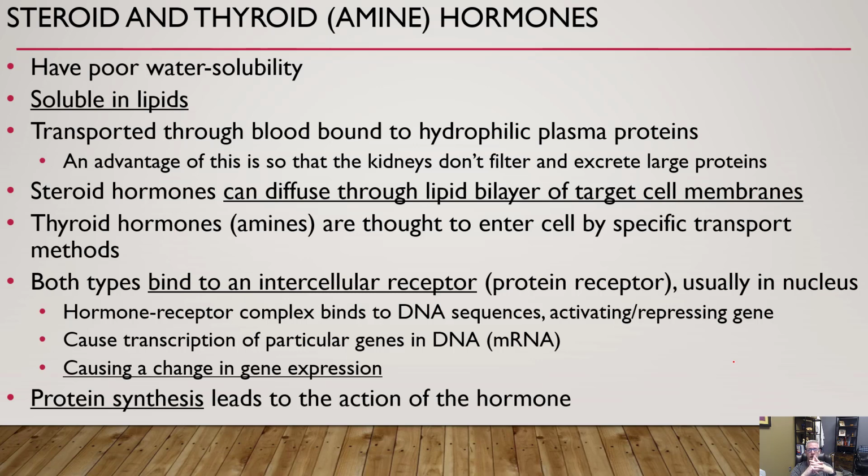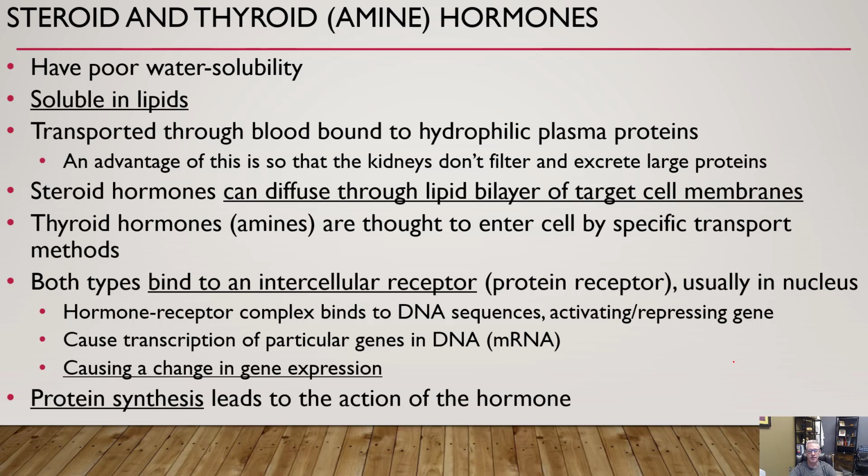So thyroid hormones and amines are thought to enter the cell by the same method. Some of your thyroid hormones, there's 3 of them: T3, T4, or if we wanted to call them something other than T3, T4, T3 is actually called triiodothyronine, and T4 is called tetraiodothyronine. So T3, T4, and then the third one's called calcitonin. And we'll talk about the thyroid hormones later.